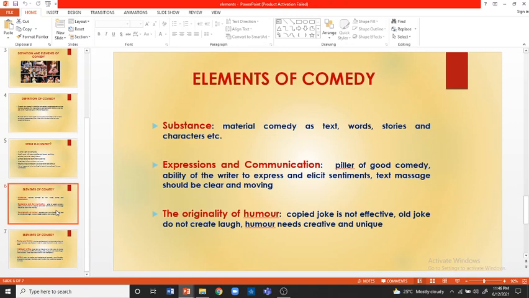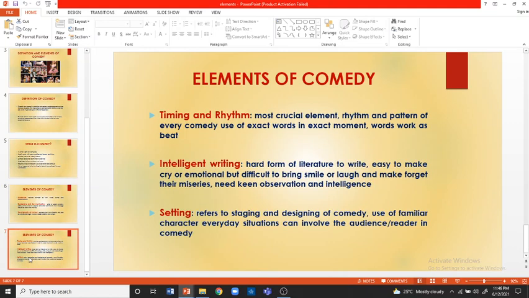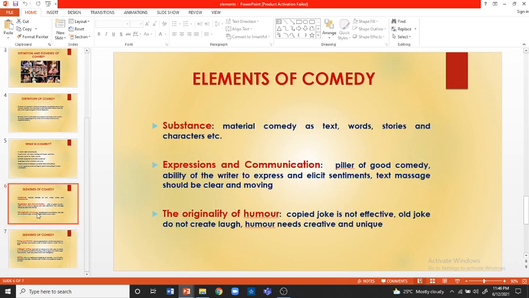Last part of this video is the elements of comedy. We have 6 elements of comedy. First one is the substance, second one is expressions and communications, third one is originality of humor, fourth one is timing and rhythm, fifth one is intelligent writing, and last one is setting. These are the 6 important elements in comedy.